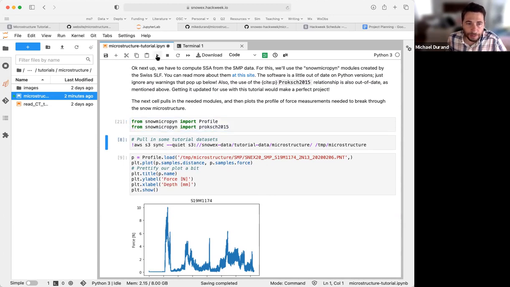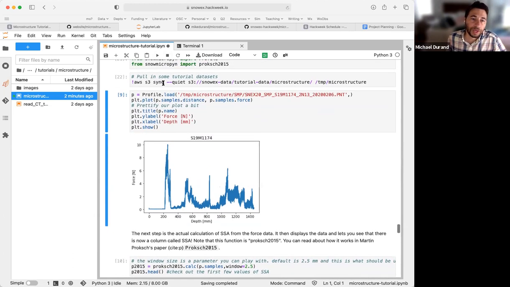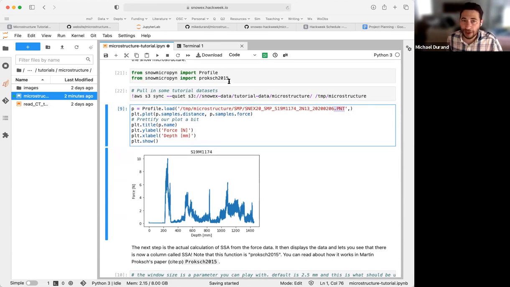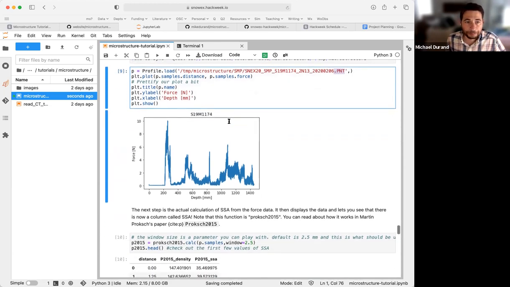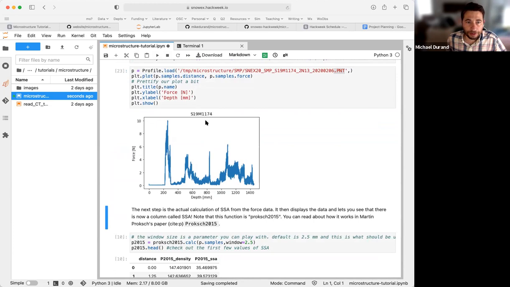All right, so this imports the Snow Micropen. This downloads from the AWS S3 bucket the files that I said I downloaded. This PNT is the force profile. You can download the CSVs as well, but I don't think this package will know how to parse them. You need the PNT data. These lines just load in and plot the force as a function of depth.